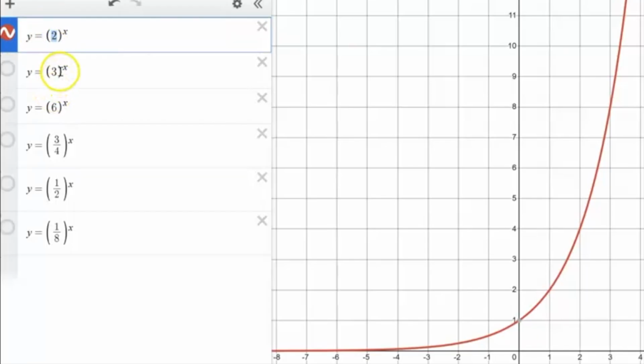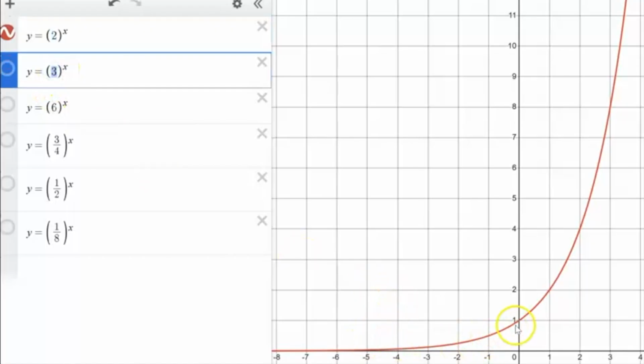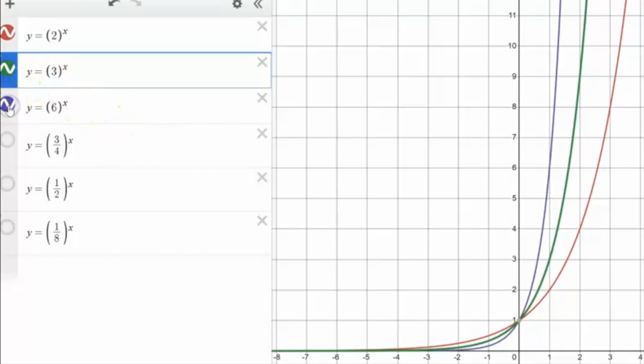This is 2. This is going to be 3. It's going to be the same y-intercept because nothing else has changed. It's just going to be steeper closer to the y because it's the number 3. So if I click that, you're going to see that that's happened. This will also be steeper than both of these. But again, it's still going to go through the same y-intercept because nothing else has changed except b.